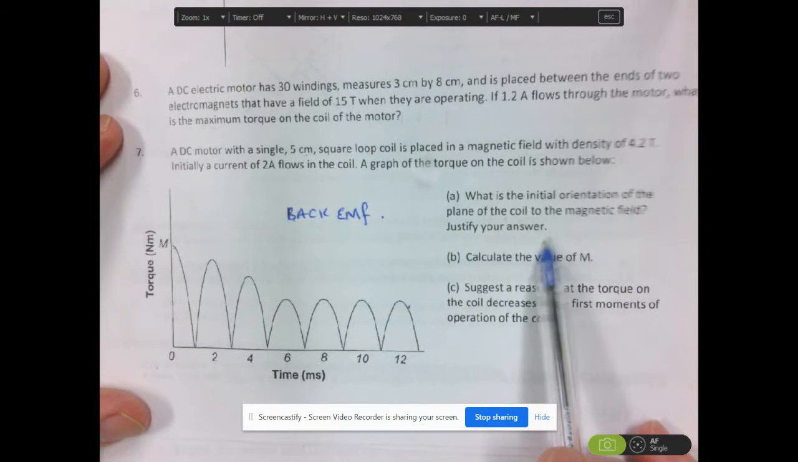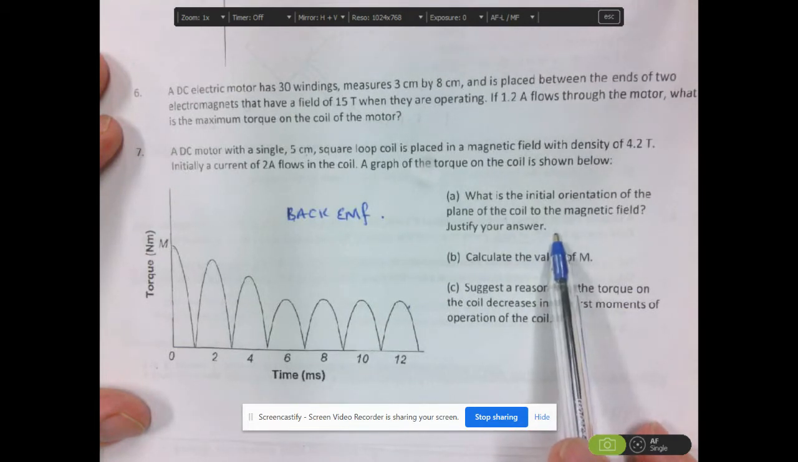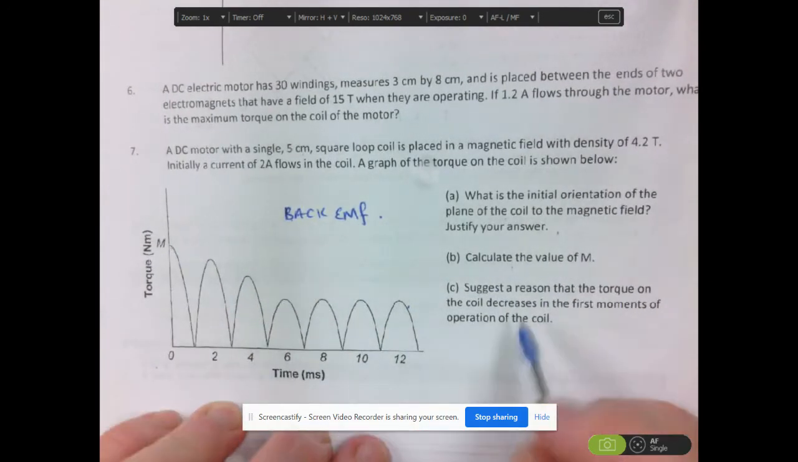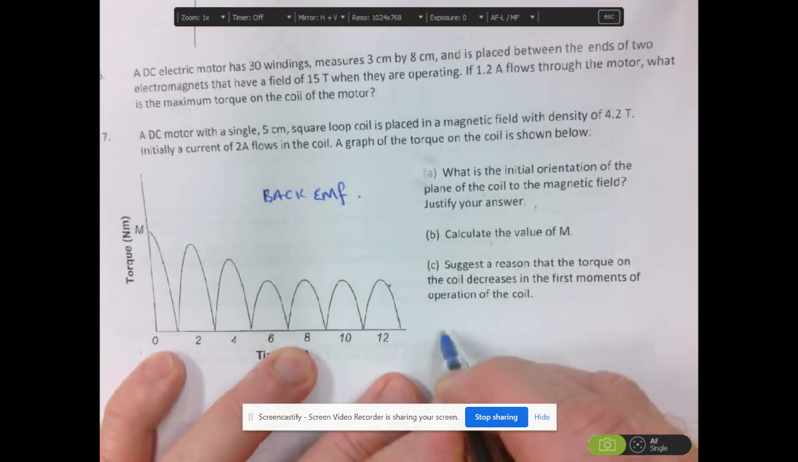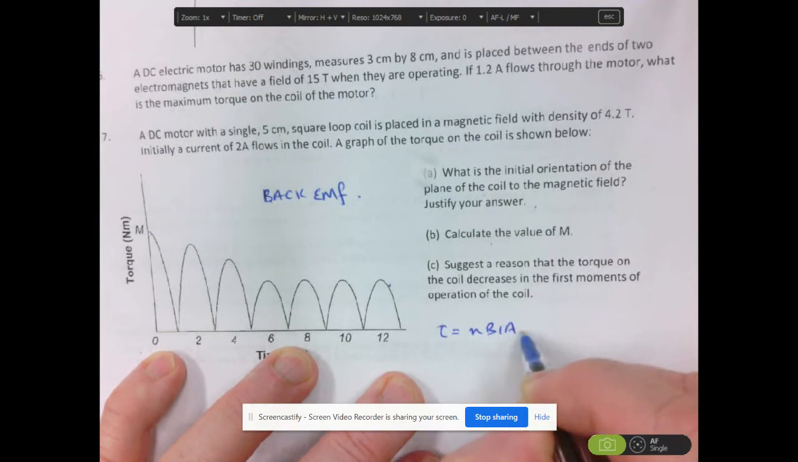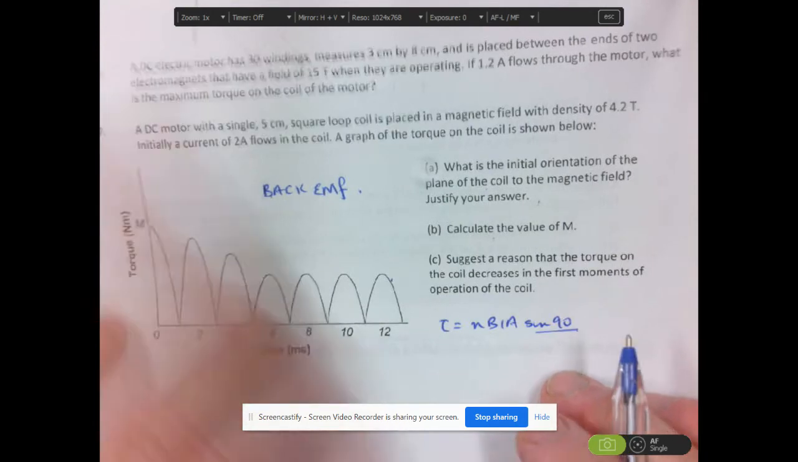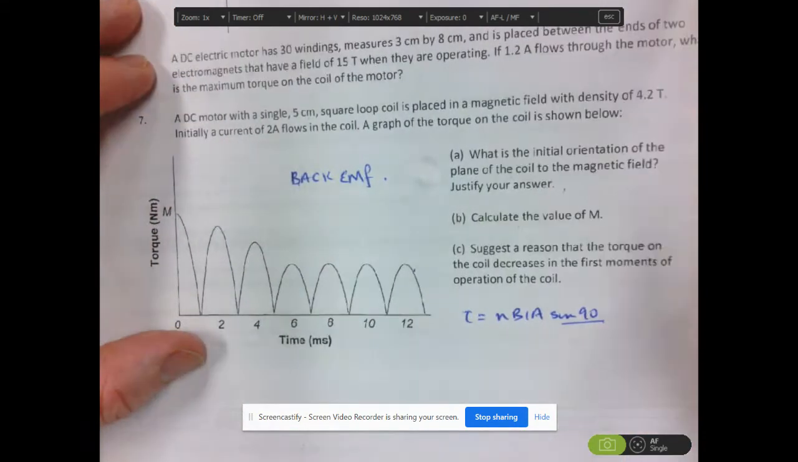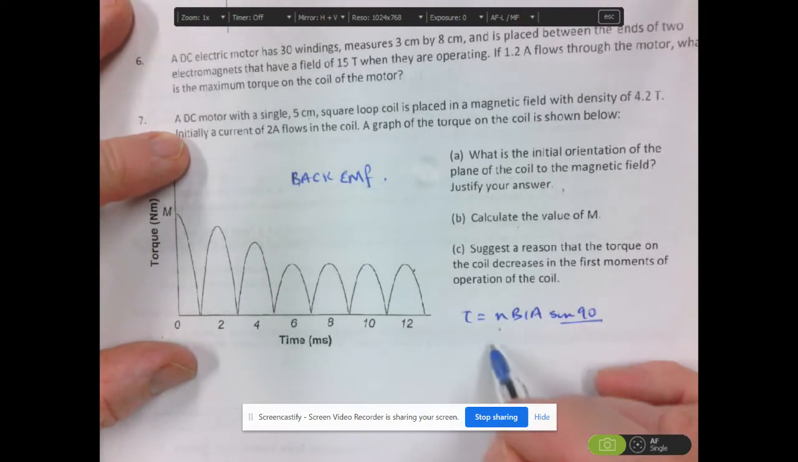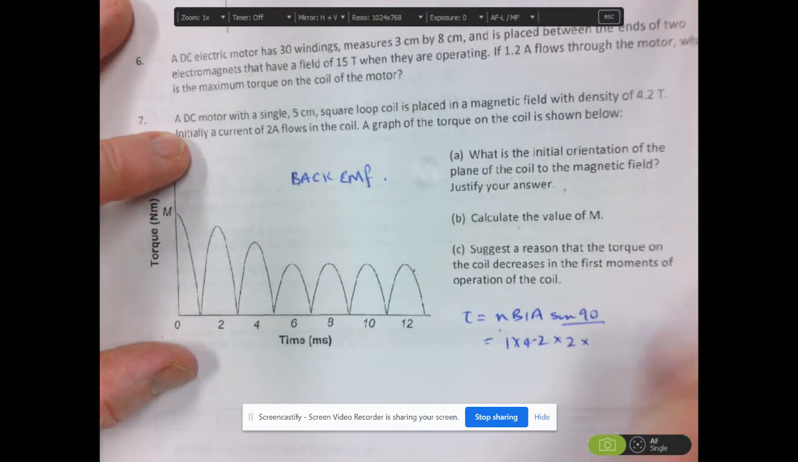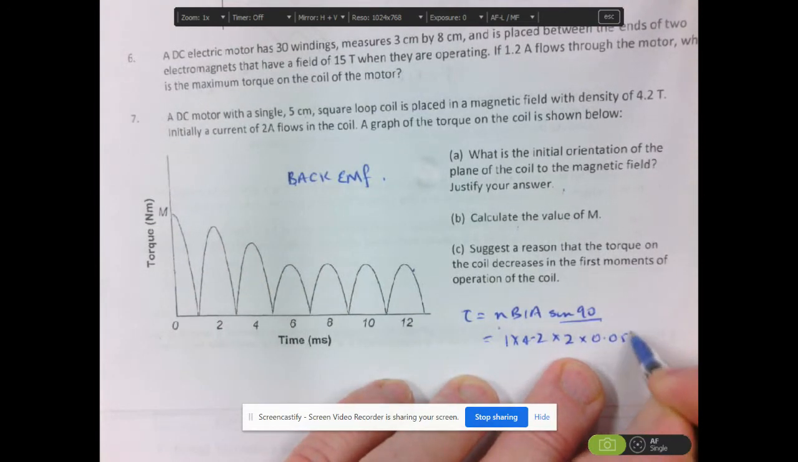Okay, so we know that if alpha is 0 degrees, then theta is 90 degrees, and we get sine of 90, which is a maximum. So calculating that value of M, which is the maximum torque here. So I'll just do it down here. So torque is equal to NBIA sine theta, and it's going to be sine 90 in this case because we've just answered the question that it is horizontal in the coil between the two sections of the magnet. We know that N is 1 because it's told that, and B is 4.2, so it's 1 times 4.2 times the current, which is 2, times 0.05 squared.